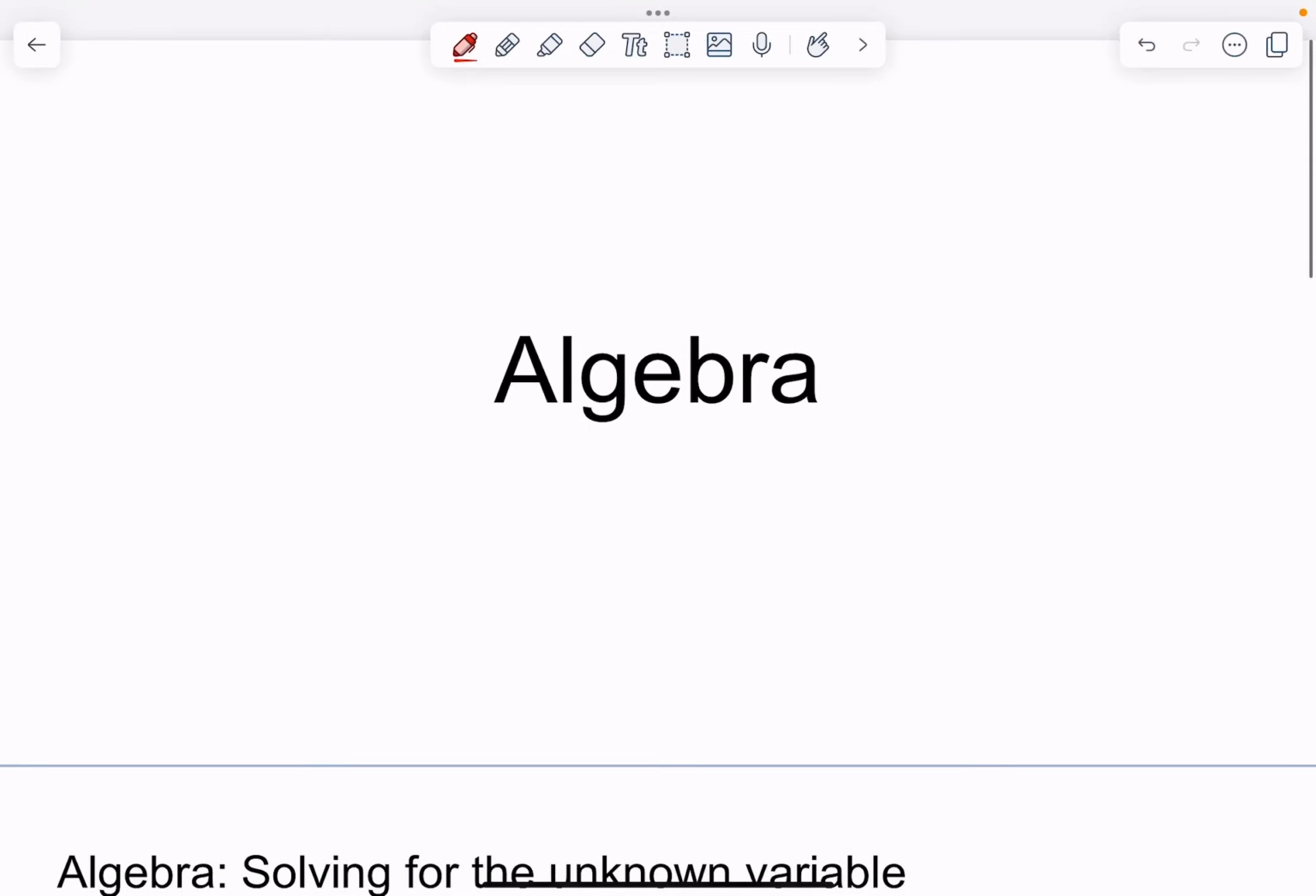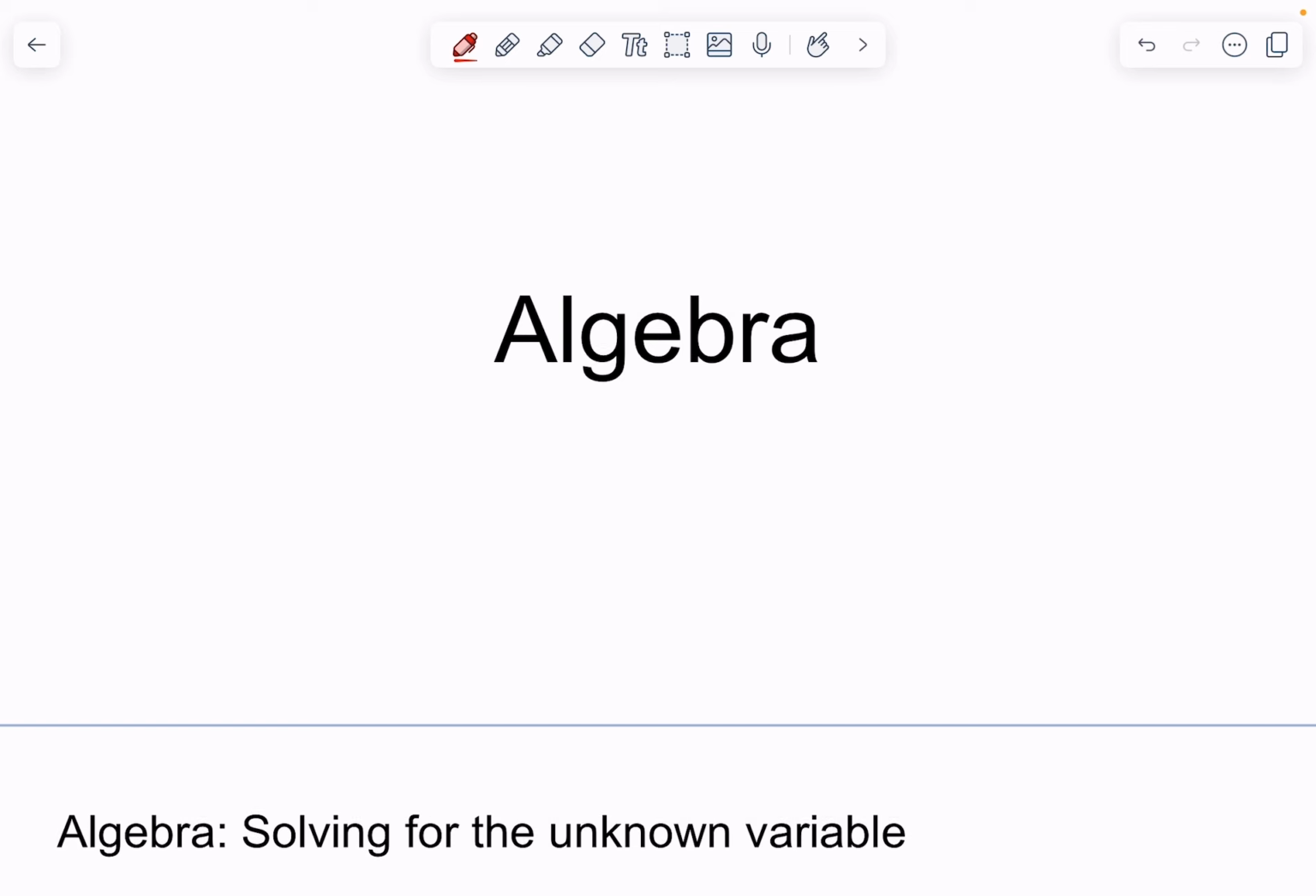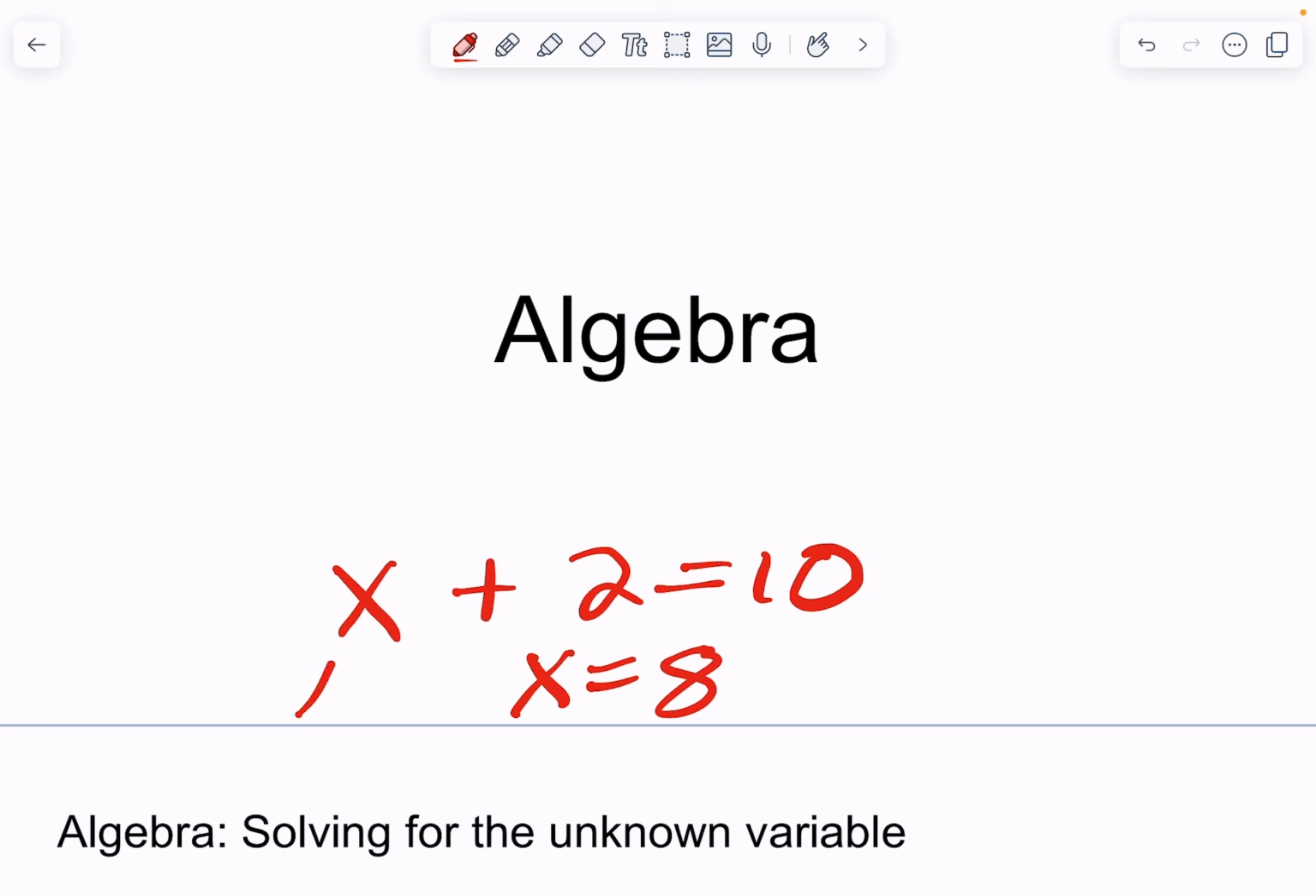All right, guys, we're going to talk a little algebra in this help video. So remember algebra, just simply put in our chemistry classes, we're going to be solving for an unknown variable. Okay, so that could be like, we've got x plus 2 equals 10. That's a very easy one. Okay, we could do that in our head. We know x would equal 8. But x was an unknown variable.